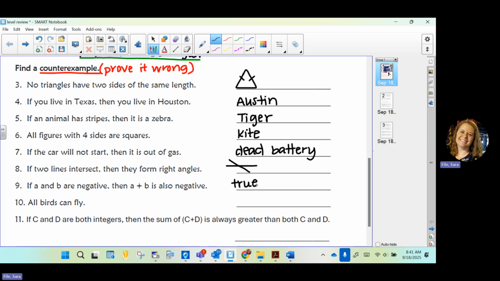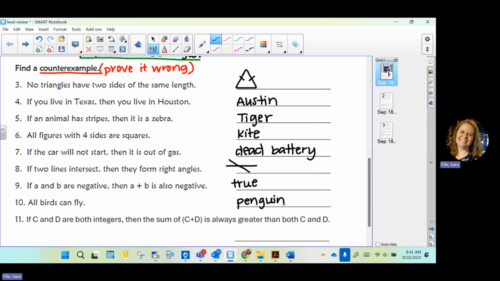All birds can fly. Penguin. A penguin cannot fly. Good. I think there's more. Chicken. Yeah. Ostrich, chicken. Yeah. Good. So any bird that doesn't fly would be a counterexample.